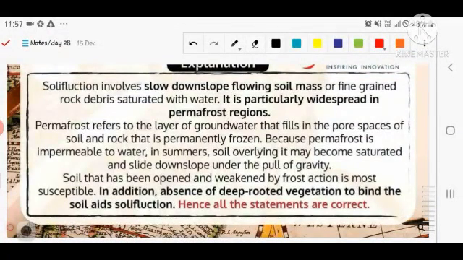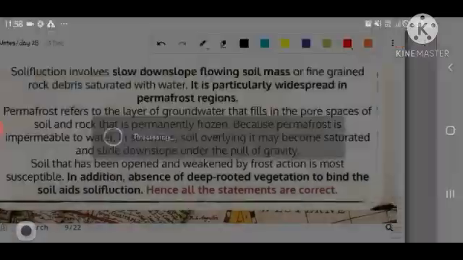Solifluction involves downslope flowing soil mass or fine-grained rock debris saturated with water. It is particularly widespread in permafrost region. Permafrost refers to the layer of the groundwater that fills in the pores, spaces of the soil and rock that is permanently frozen. Because the permafrost is impermeable to water, in summer soil overlying it may become saturated and slide down under the pull of gravity. Soil that had been opened and weakened by frost action is most susceptible. In addition, absence of deep-rooted vegetation also increases the process of solifluction, and hence all these statements that are given in the question are correct.